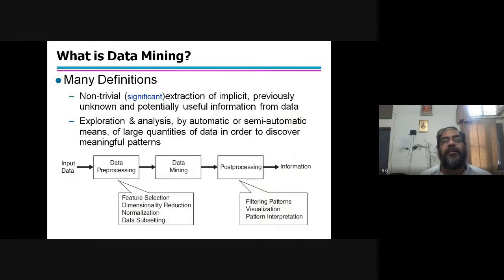Data mining, we have already discussed what it is, but here something is written, so I will read it and try to understand whether it is the same as we discussed earlier or whether there is any difference. Non-trivial extraction of implicit, previously unknown and potentially useful information from data. Non-trivial means the knowledge should have value, weight, significance.